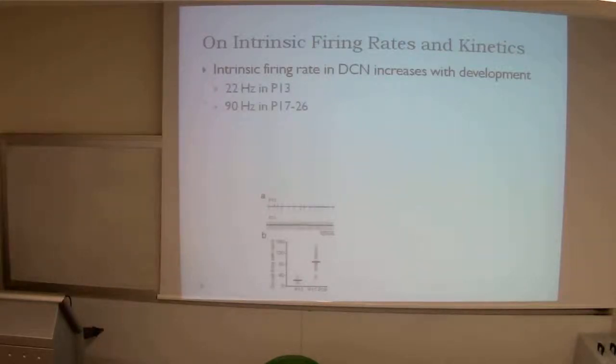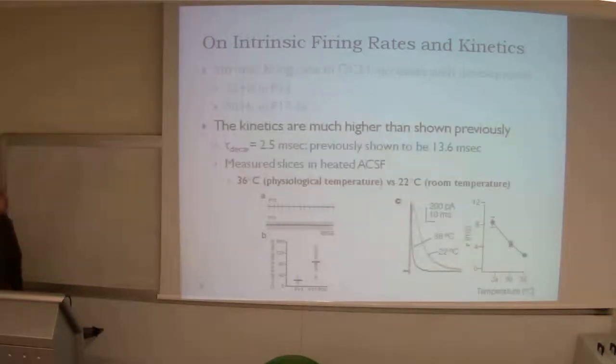Cool. Okay, so that's a little bit about the intrinsic firing rates of these neurons. They're high, and they also change until adulthood. And they're also going to look at the kinetics, or how fast the neuron takes to shoot again.